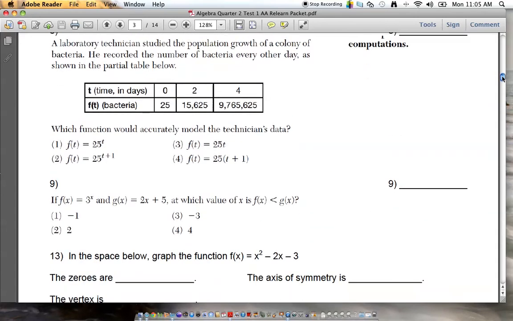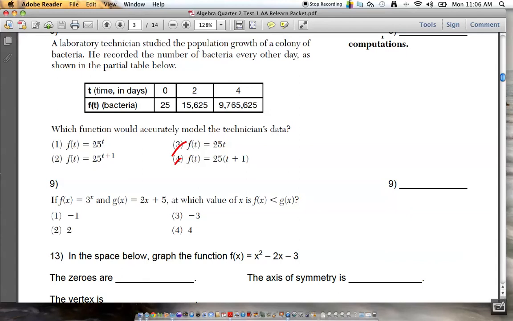Okay, next one, number 8. Laboratory technicians studied the growth of a colony of bacteria. He recorded the bacteria every day as shown in the table. Which one will be the technician's data? Well, I can tell you right away that these two are not going to work, because if I do 25 times 4, I don't get anywhere near 9 million. So that's not going to work, or 25 times 5. So the question is, is it choice 1 or choice 2?